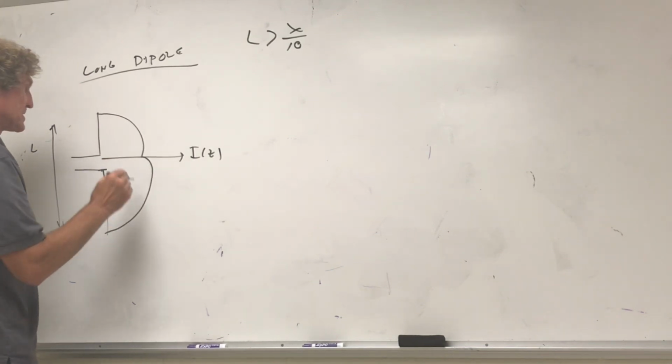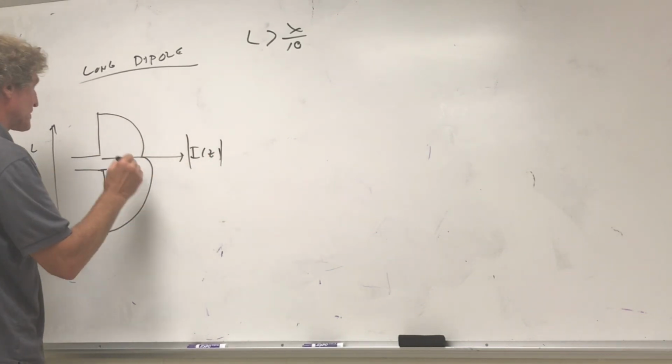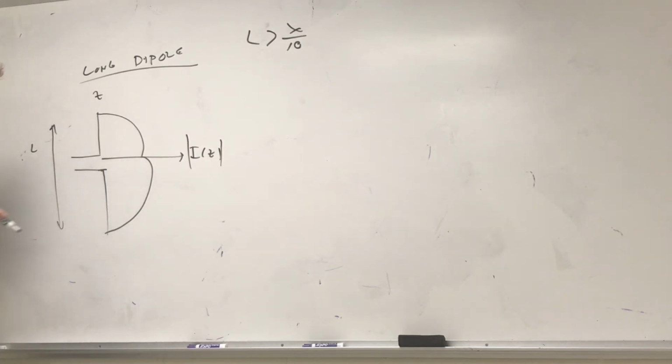This would be the magnitude of I of z versus the z-axis. I'm trying to make those symmetric, but they're not quite symmetric. You all with me? Now I'm always center feeding the dipole.